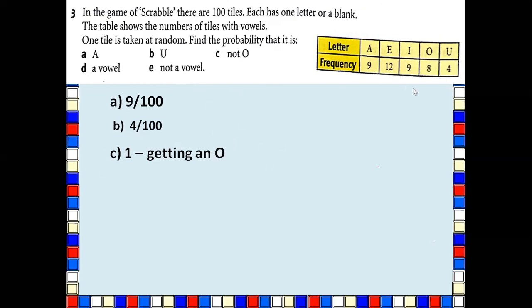So the probability of getting O is 8 over 100. So 1 minus 8 over 100 is 100 over 100 minus 8 over 100, so 100 minus 8 is 92 over 100. D, getting a vowel. It says we need to find the probability of getting a vowel. In the table, they are all vowels, by the way. So we need to find the total of tiles of all the vowels here. So you add 9 and 12 and 9 and 8 and 4. When you add them, you get 42, out of the total number of tiles, which is 100.